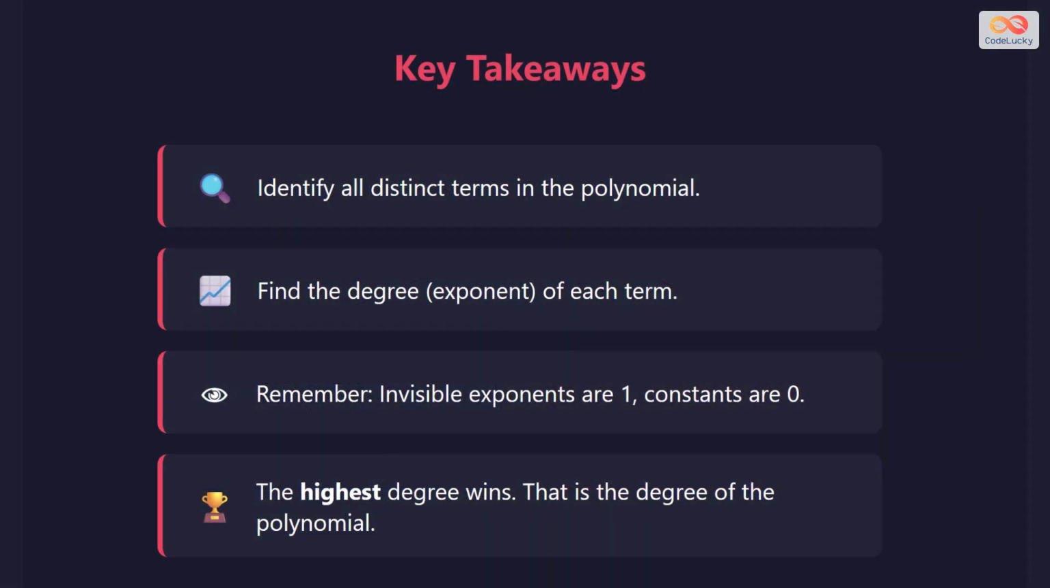To wrap up, remember these steps. Identify all the terms, find the exponent for each one, recall that invisible exponents are 1 and constants are 0, and finally, select the highest number. That winner is the degree of your polynomial.